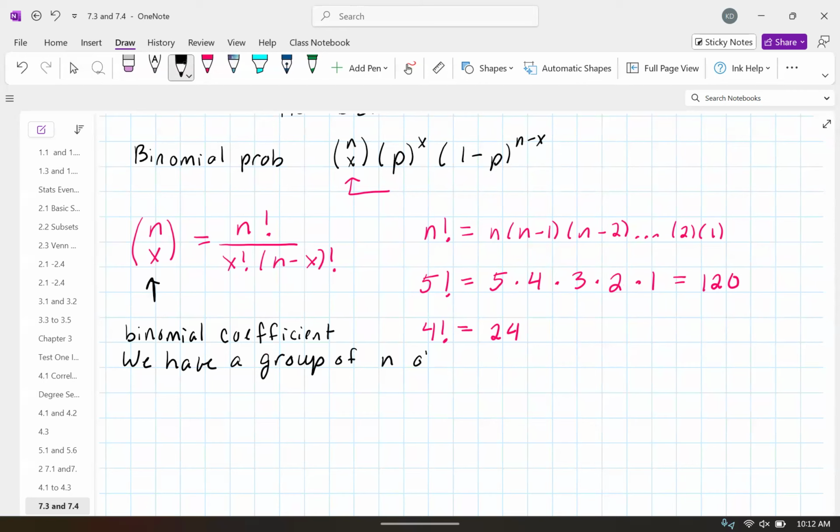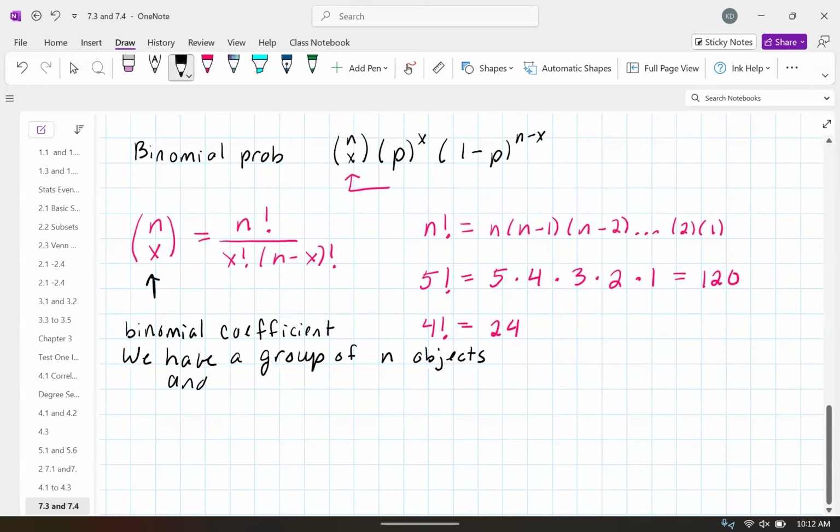n objects and want a subset of x objects. So n and x are here. Let's put it like this: n is greater than or equal to x. And our n and x are always going to be whole numbers. There's ways to do it otherwise, but no, we're not doing that.